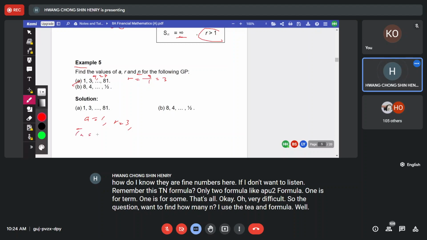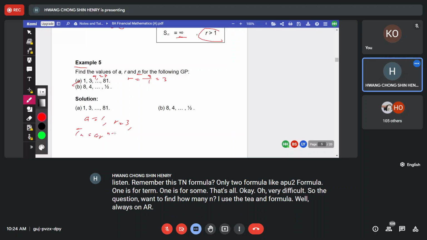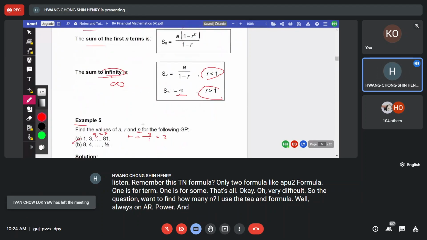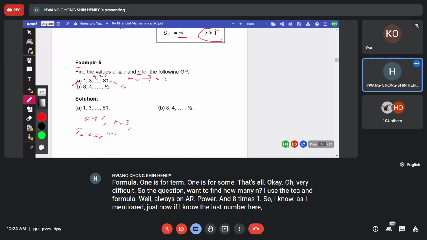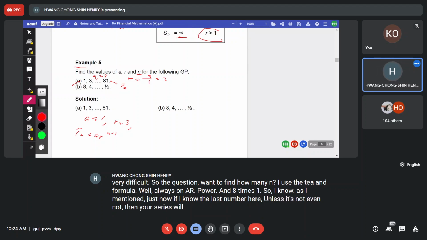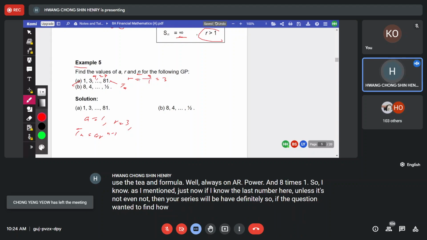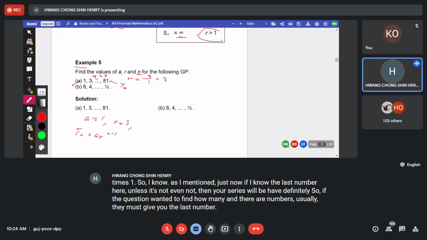Okay? The formula is Tn = A times R power N minus 1. As I mentioned just now, if I know the last number here... unless it's not given, then your series will have infinity. So if the question wants you to find how many N there, how many numbers, usually they must give you the last number. So I will let the Tn be 81.